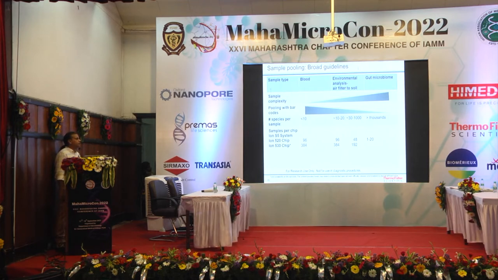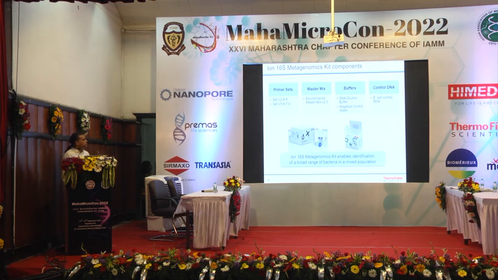And if you have an environmental sample, where the data requirement is more, you can also run those samples on a 530 chip. And if you have a gut microbiome, you can run 1 to 20 samples on a 520 chip, which is in huge demand in the market. Nowadays, people are using gut microbiome kits for clinical applications also.